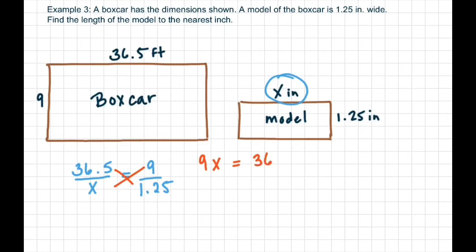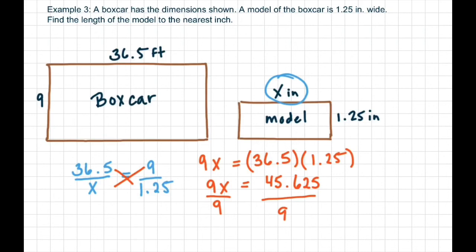So 36.5 multiplied by 1.25. When I multiply the other side together, 36.5 times 1.25, I get 45.625, and that equals 9x. I'm going to divide by 9 on both sides, and I get approximately, because it told me to round to the nearest inch, 5 inches.